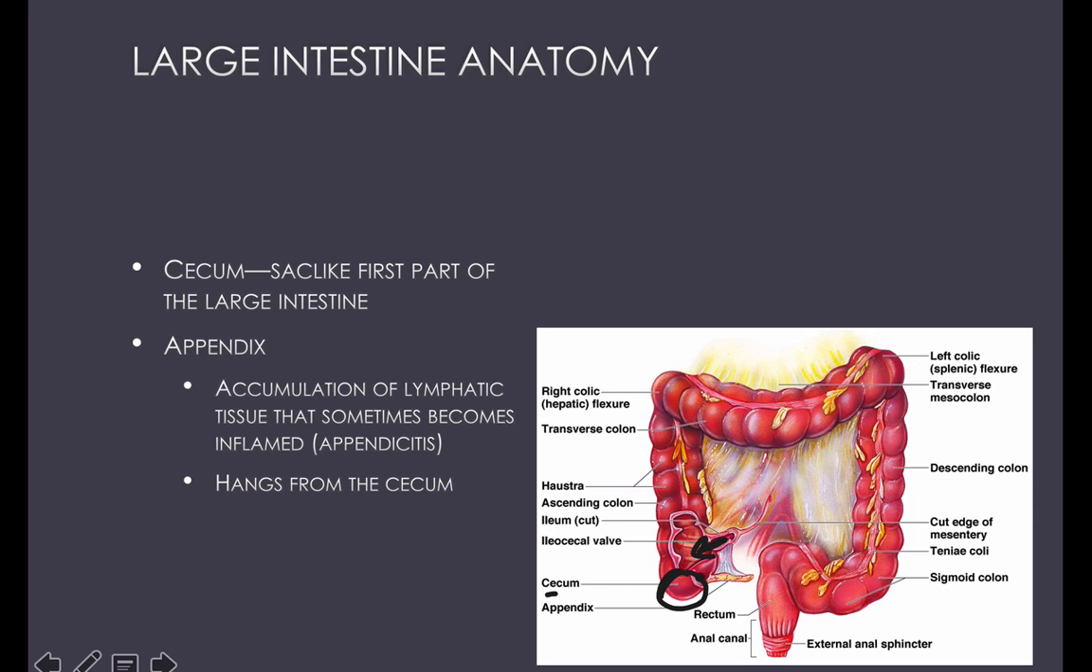And then you drew over the appendix. So the appendix is this little finger-like structure right here. It's an accumulation of lymphatic tissue that sometimes becomes inflamed. When a person gets appendicitis, typically you have a lot of lymphoid tissue that gets caught in here, and it gets larger and larger and larger, and then ultimately it can rupture at some point too. And the appendix hangs from that cecum.